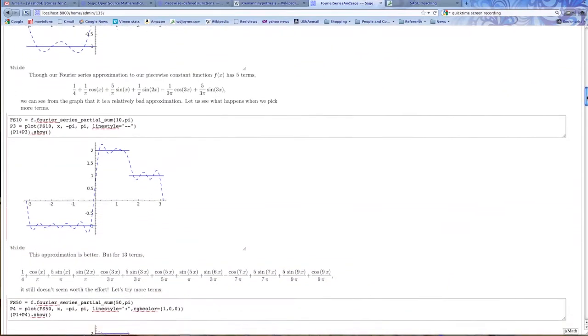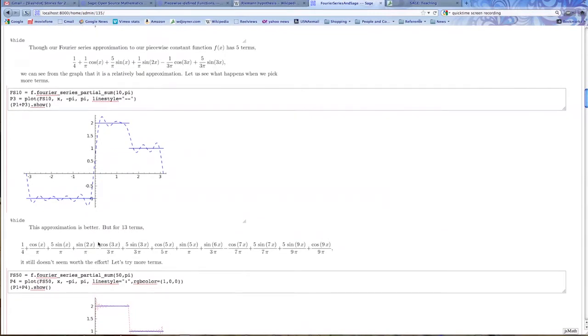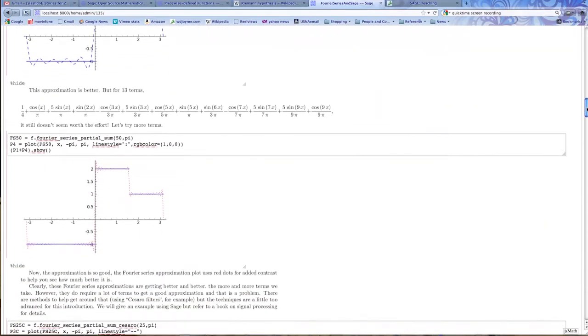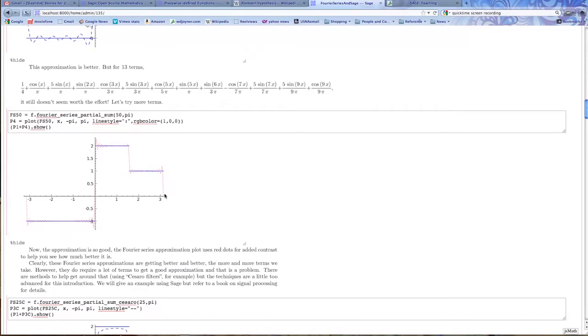So let's try more. Here are 13 terms. You do get a better approximation. Still not so good. You can see it's a little bit better here than it is, for example, here, but still pretty bad. So let's take more. This is about 100 terms now. And now it's fairly good. You can actually see it's doing a really good job in the middle there, using red dots instead, because this graph is so good. It's really hard to tell the difference unless you use red dots.